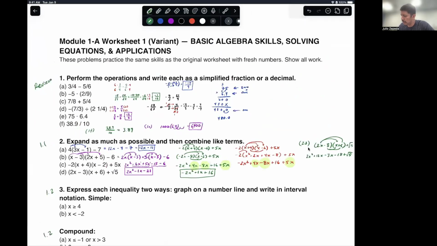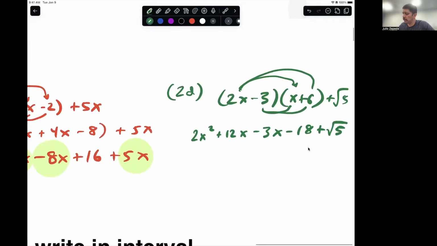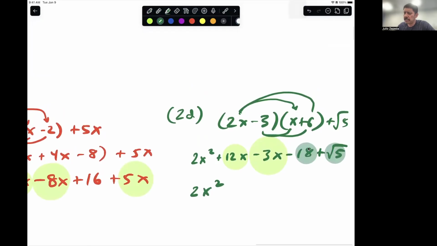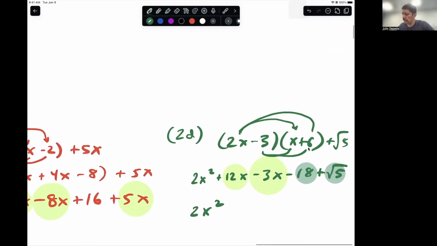And so what are the like terms here? The like terms are these two terms, 12x and minus 3x. So we have 2x squared. And in a sense, maybe there's a way you could say that 18 and square root of 5 are like terms. They're both constant terms. But you may have seen algebra with radicals in the past. And so we're not actually going to be able to combine 18 and square root of 5.